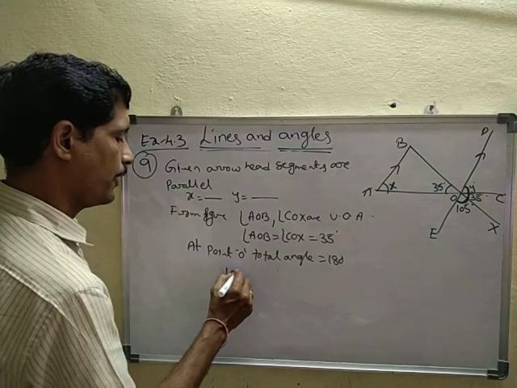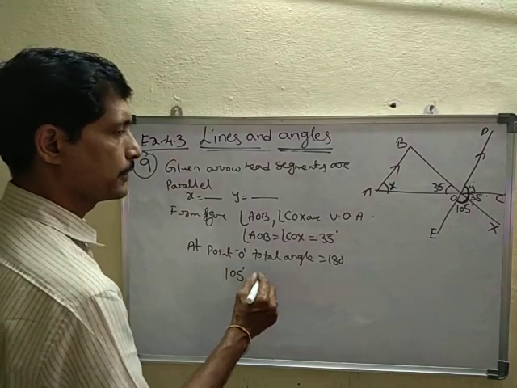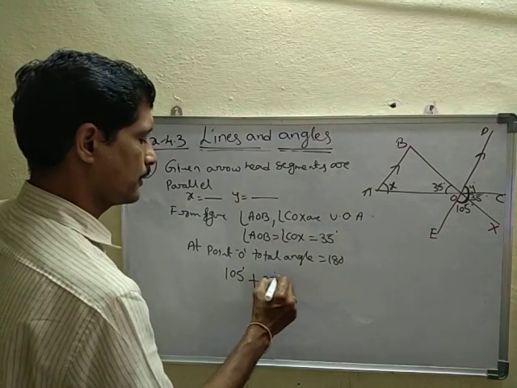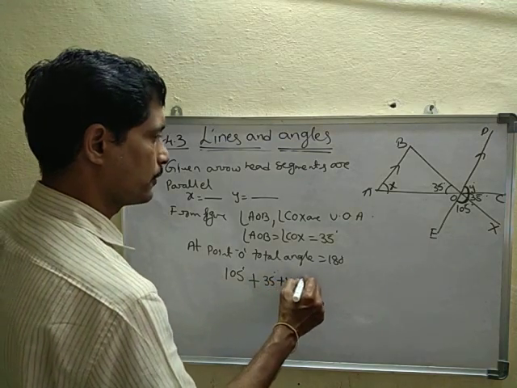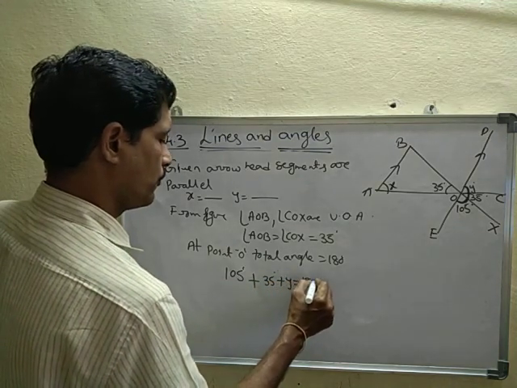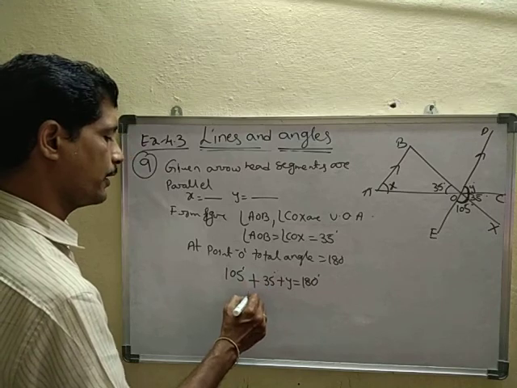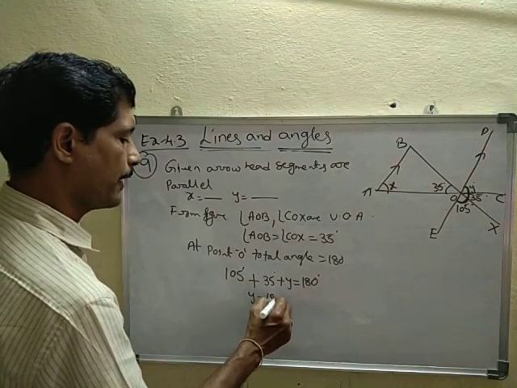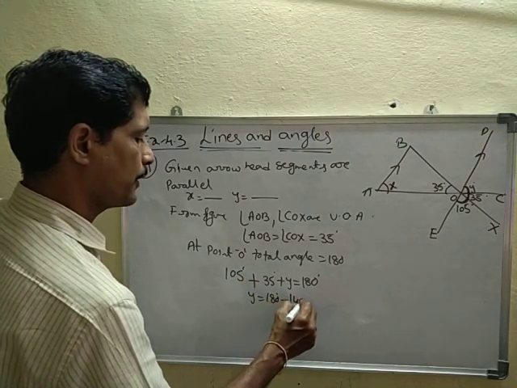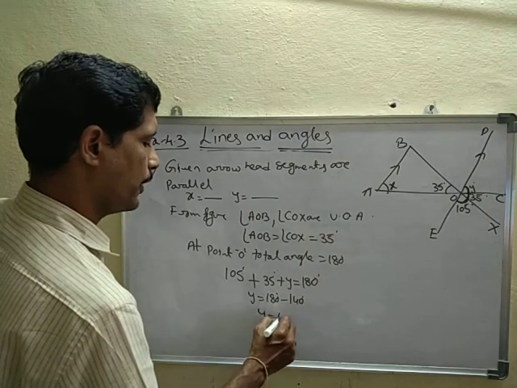Therefore, 105 degrees plus 35 degrees plus y equal to 180 degrees. Here 140, y equal to 180 minus 140. Therefore, y equal to 40 degrees.